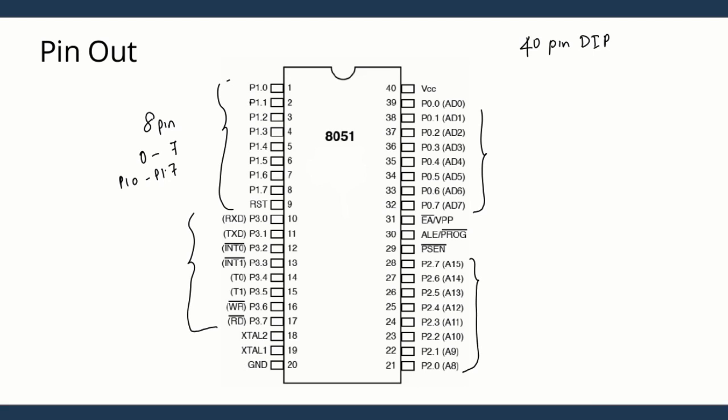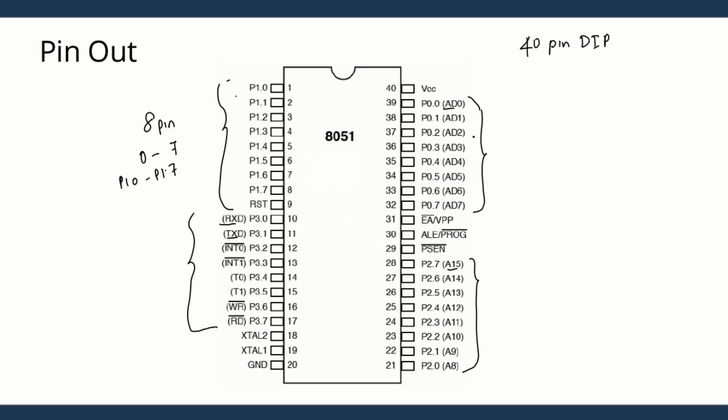Now you can see, except for port 1, port 0, port 2 and port 3 have one more function available to them. So this is multiplexing, right? Here we have multiplexing of the pins. So the pins can do multiple functions depending upon the user. Again, it depends upon the user.